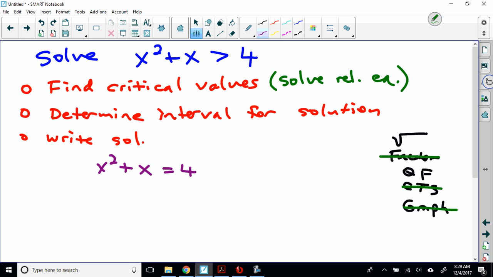Can we take square roots on this? No. Some people want to try to do this. You can't do that. Okay, so taking square roots is out. So really that only leaves the quadratic formula.